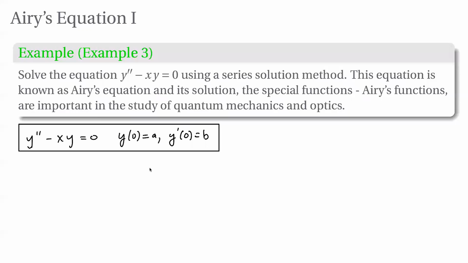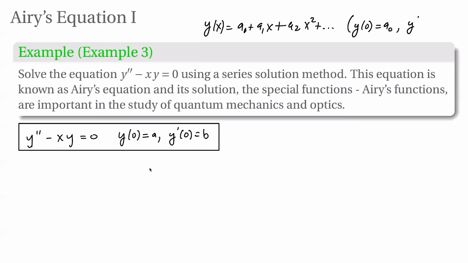Keep in mind, by the way, that y of x here, if it's a naught plus a1x plus a2x squared, and so on, then y of 0 is going to be a naught, and y prime at 0 is going to be a1. Okay, so this term is the initial condition at 0. This term is the derivative at 0 for our series. That'll come in handy here in just a little bit.